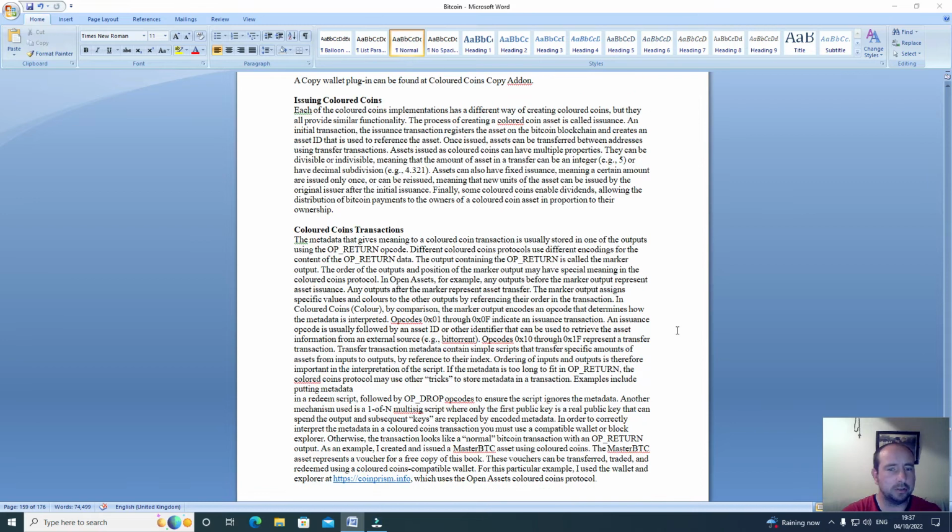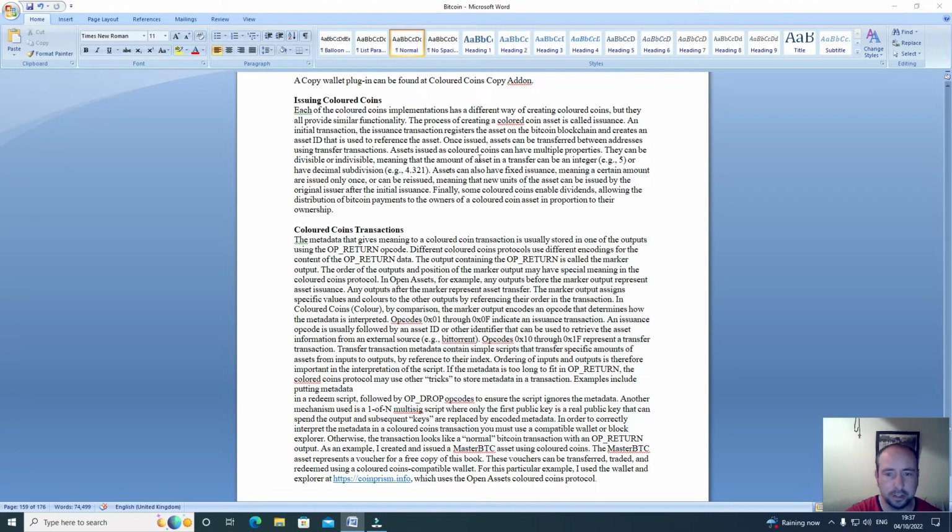Issuing colored coins. Each of the colored coins implementations has a different way of creating colored coins, but they all provide similar functionality. The process of creating a colored coin asset is called issuance. In an initial transaction, the issuance transaction registers the asset on the Bitcoin blockchain and creates an asset ID that is used to reference the asset. Once issued, assets can be transferred between addresses using transfer transactions.